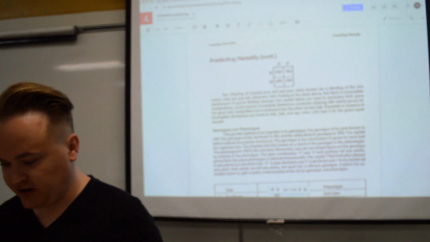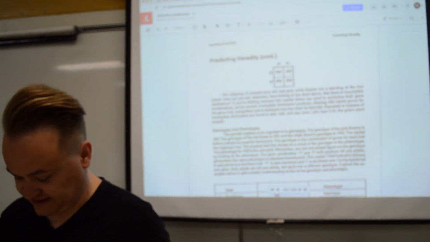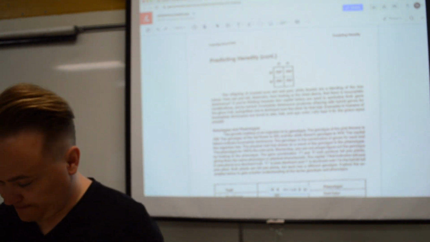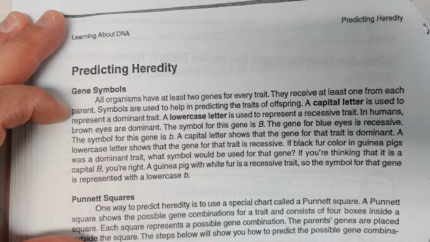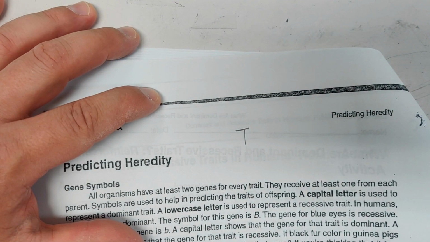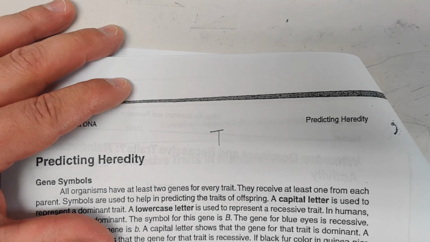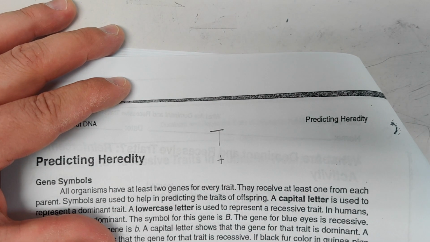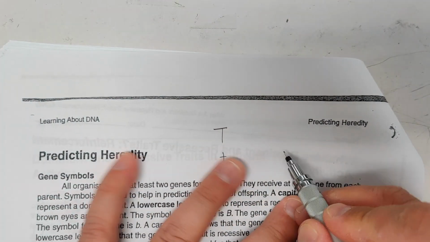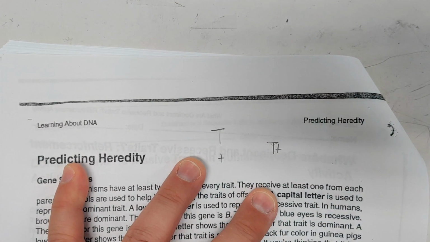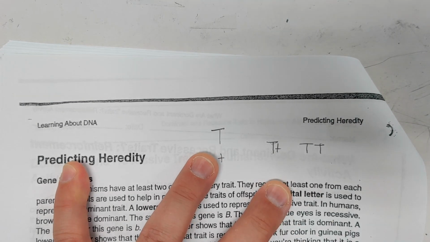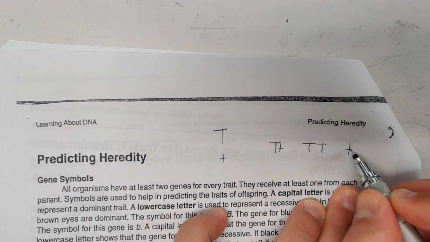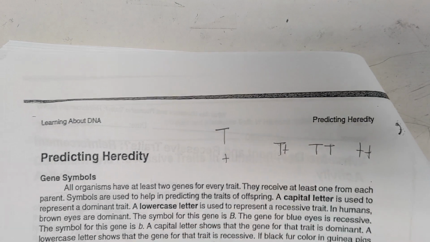Some things here, I'm not going to read through all of this because it's a very long assignment, but what you need to know is that capital letters are used for dominant and lowercase letters are used for recessive. So if I'm talking about a tall plant, a big letter means I would be talking about a tall plant. A little letter would mean I'm talking about a short plant. If I had a plant like this, it was tall because that big T takes over. If I have a plant like this, it's tall. If I have a plant like this, it's short.